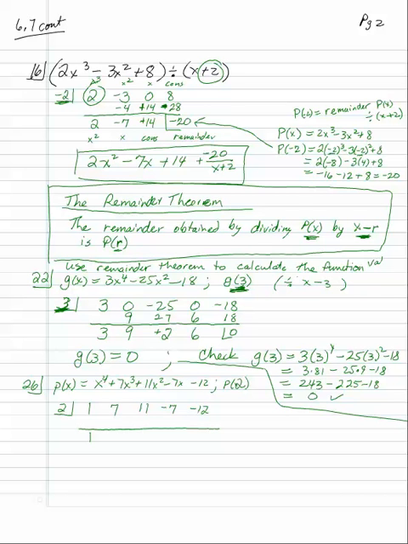Bring down the first one, multiply. 1 times 2 is 2, add down, 7 plus 2 is 9. Multiply, 9 times 2 is 18, add down, 58, add down, 102, add down. So p of 2 is equal to 90, which is the remainder.